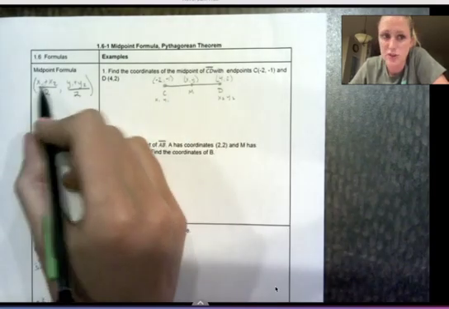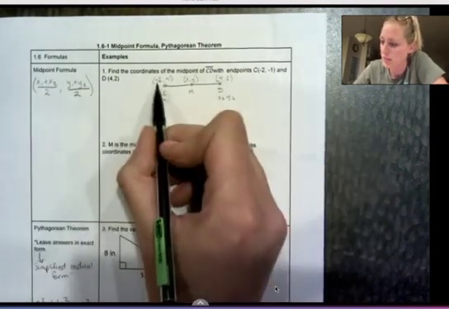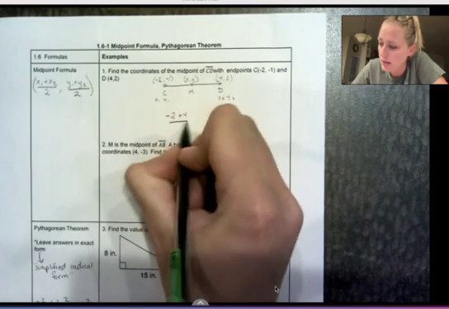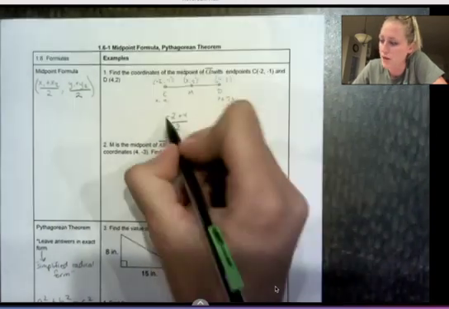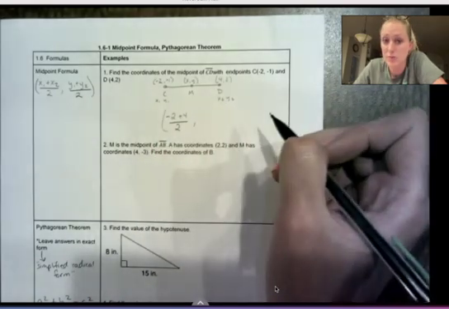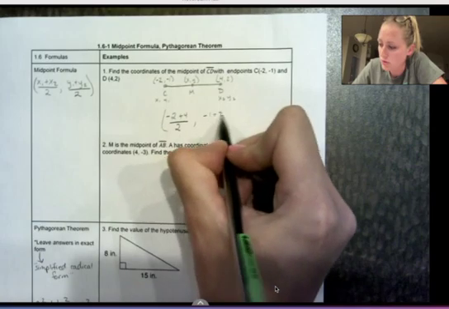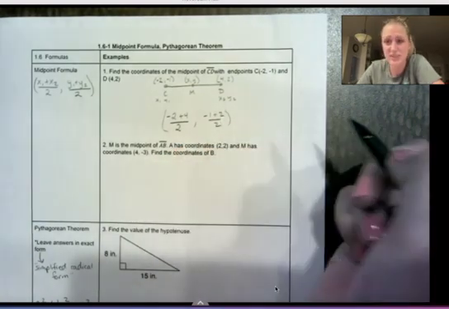So it says add the two x's and divide by 2. Here's x1 and x2, so I'm going to do -2 plus 4 divided by 2. Then I'm going to do the same thing with the y's: y plus y, so -1 plus 2 divided by 2. And then I just simplify.